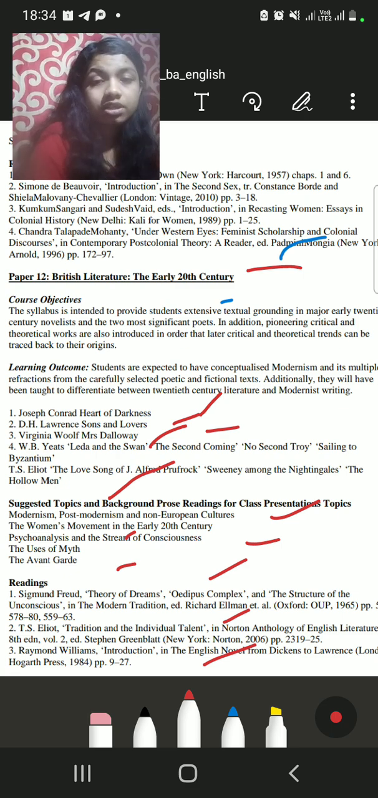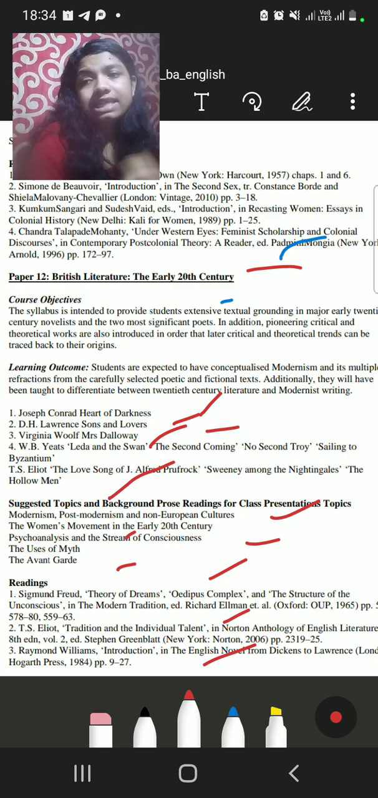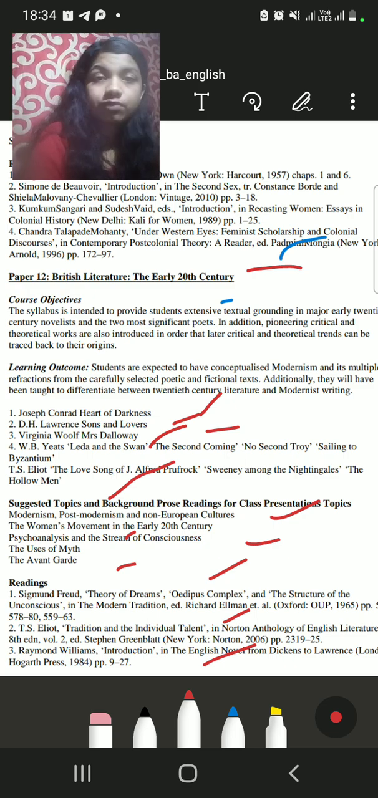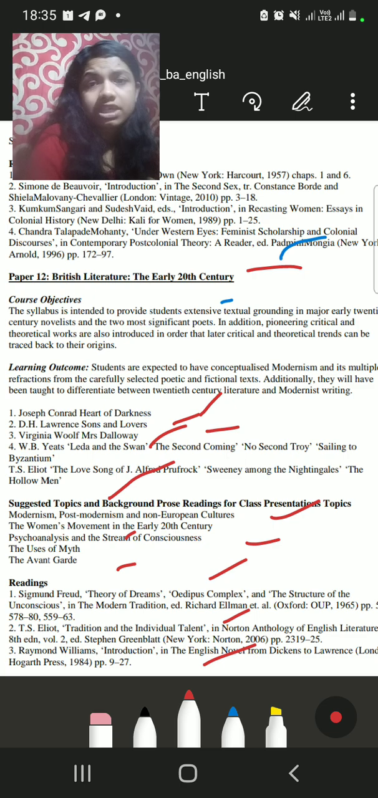Then stream of consciousness, use of myth, because you have been given Leda and the Swan. Use of myth, and avant-garde, which is a movement, but for your understanding, it's an art form, and that means experimental form of art. Its meaning is like advance. We'll be explaining who are the painters involved there, who are the authors involved there, when this movement happened and everything. Suggested reading: theory of dreams, Oedipus complex, everything I have to explain.